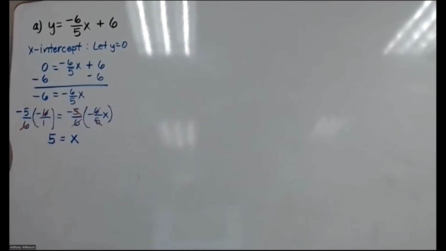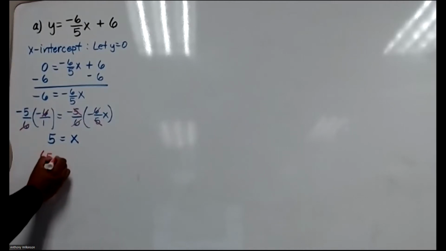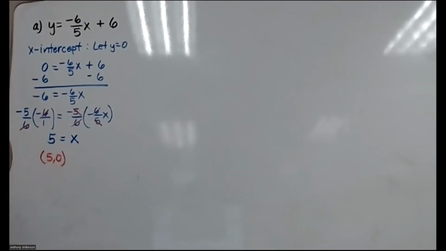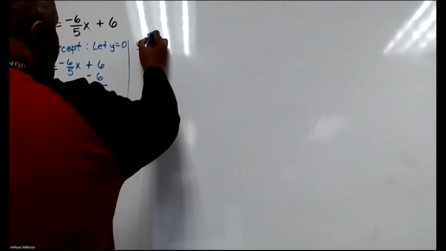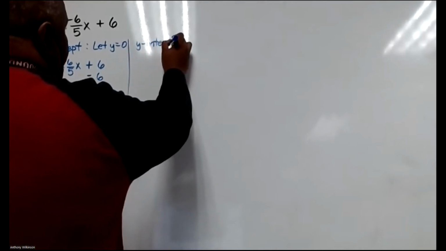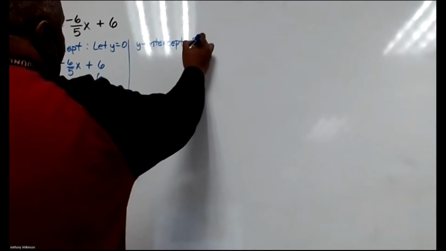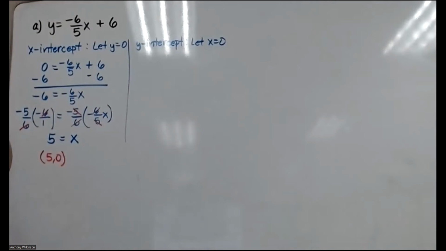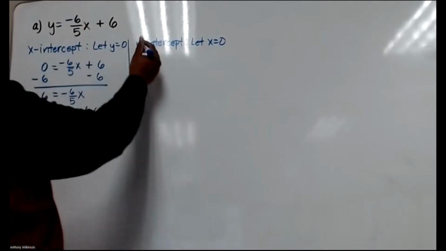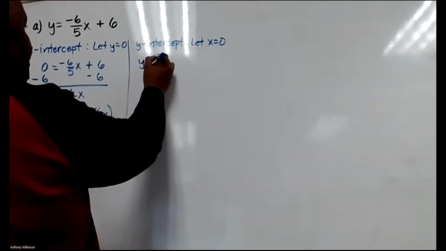So the actual ordered pair for that x-intercept would be (5, 0). That's the x-intercept. And now for the y-intercept. That's where we let x equal 0. So we substitute 0 in for x in this equation and solve for y.